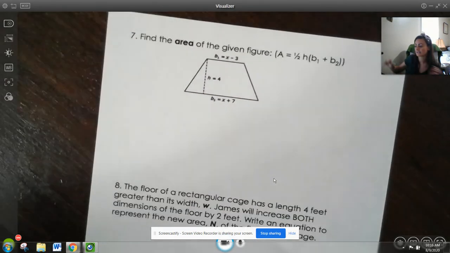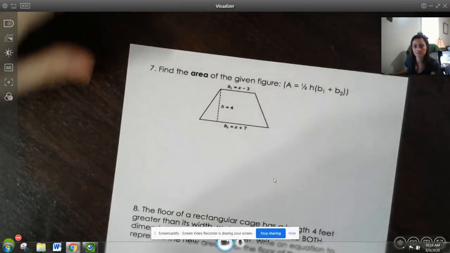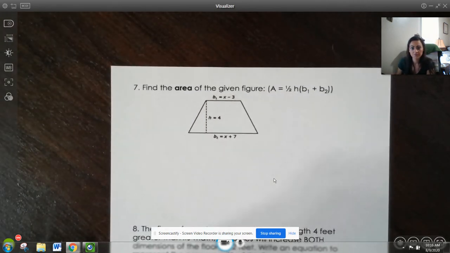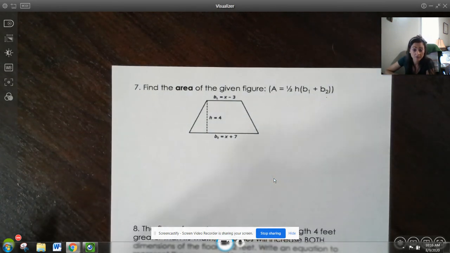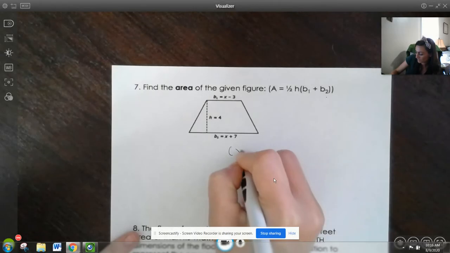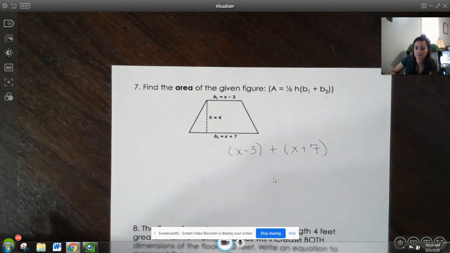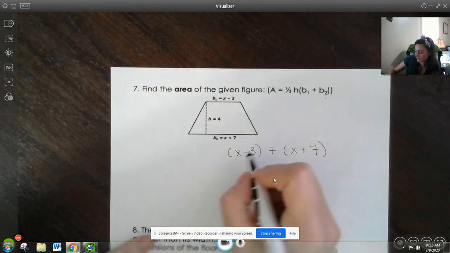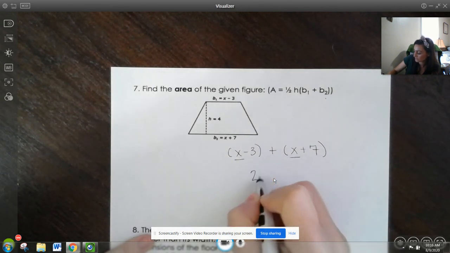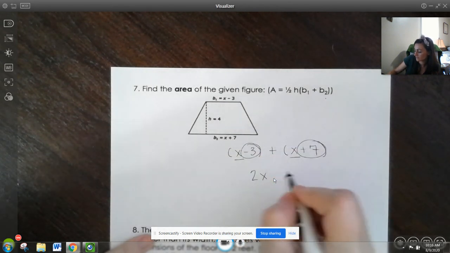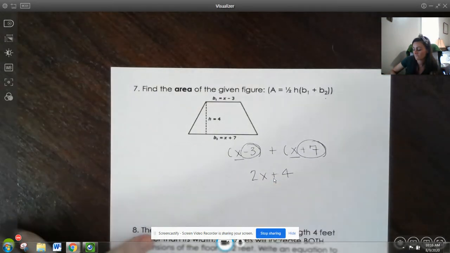All right, last but not least, area of this figure. They were nice. They gave us the area formula, excuse me. So the first thing I have to do is add the two bases together. So I have x minus 3 plus x plus 7. In this case, the parentheses really aren't going to matter because I'm adding, I'm not subtracting. So I have x plus x, which gives me 2x, and negative 3 and 7, which gives me plus 4.